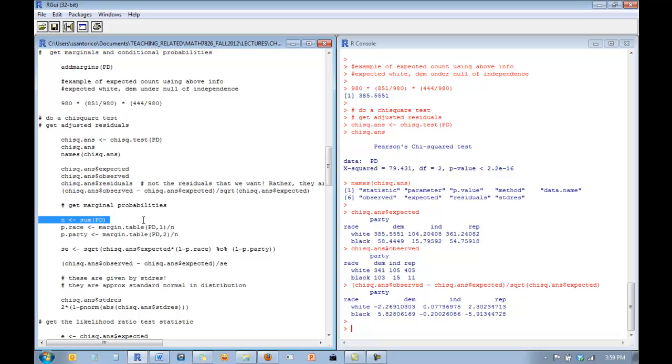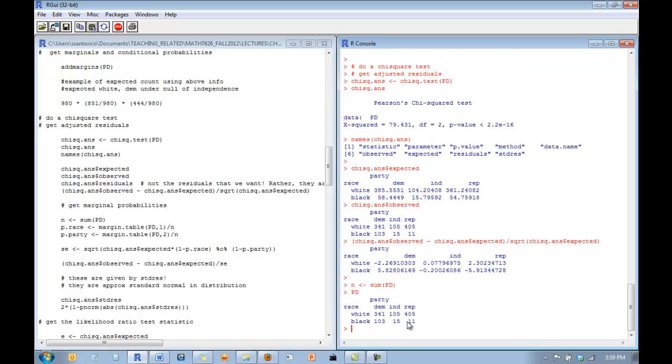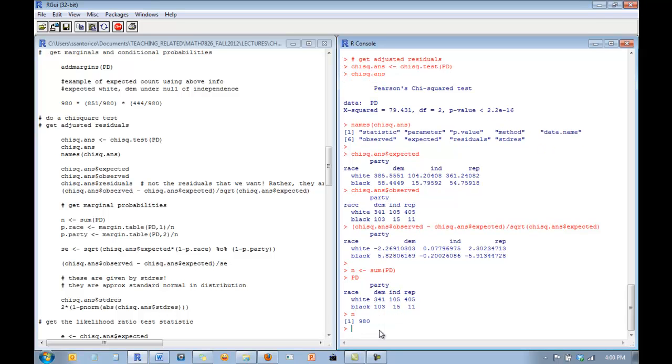And so the first thing I was doing, so this first line I've got highlighted here, I'm summing up all of my counts. So that's just an easy way to get my sample size. So PD is just the table. So if I sum all of the counts in my table up, and I saved it as N, so that's my sample size.